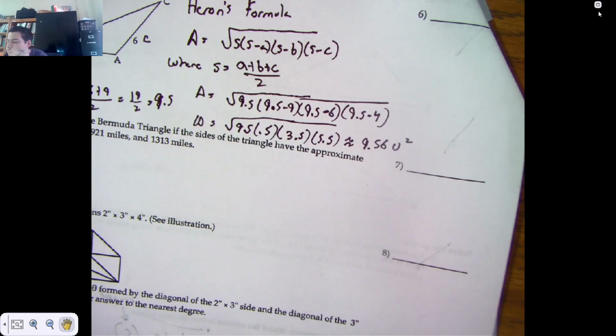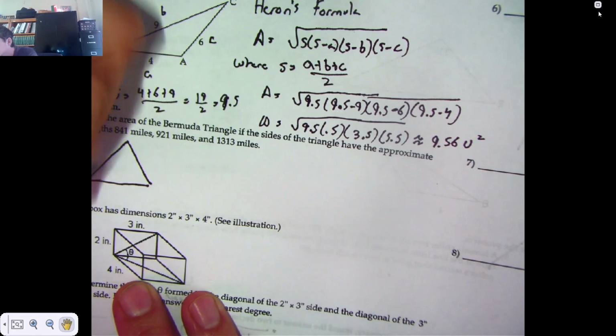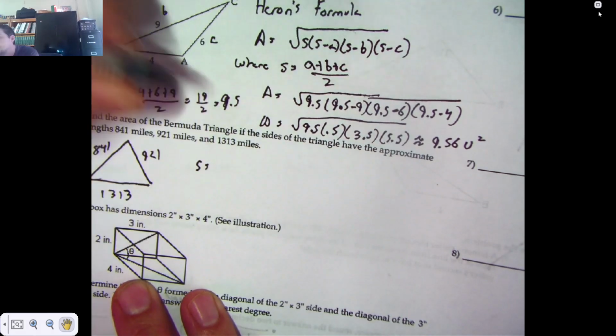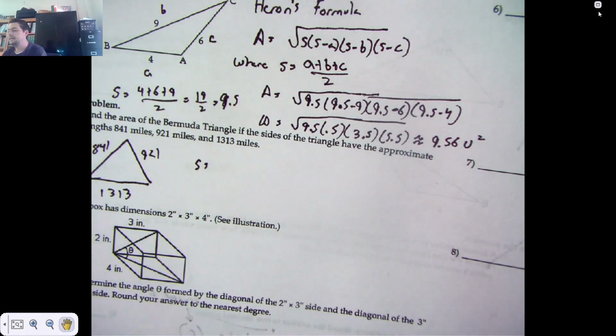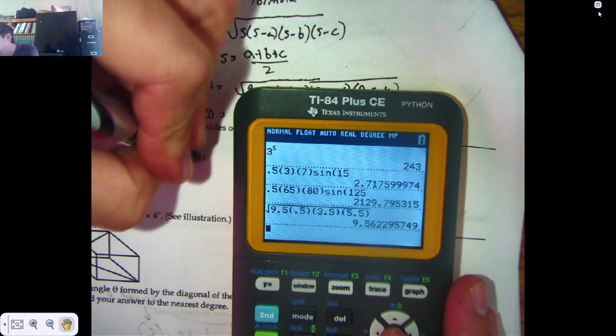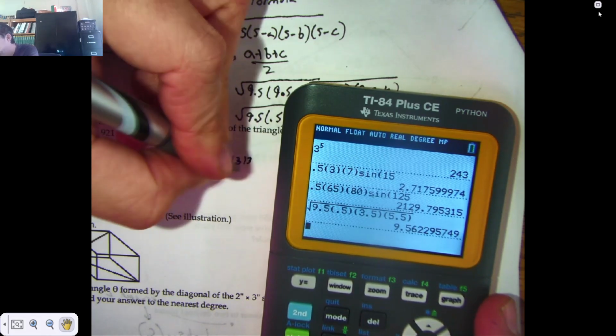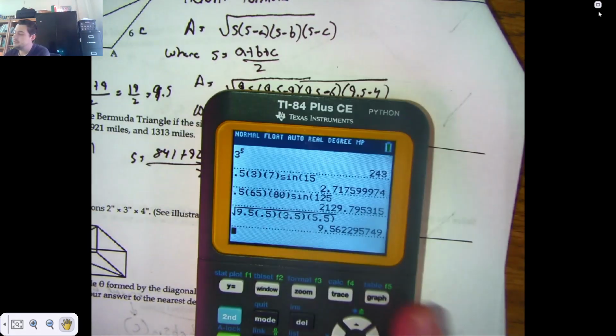Find the area of the Bermuda Triangle if the sides of the triangle have the approximate lengths 841, 921, and 1313 miles. I don't know that you need to draw, but a picture always helps. Find your semi-perimeter. Take your three sides, add them together. I guess I should write that down for y'all. You hadn't seen this since Christmas. There's how you find s.